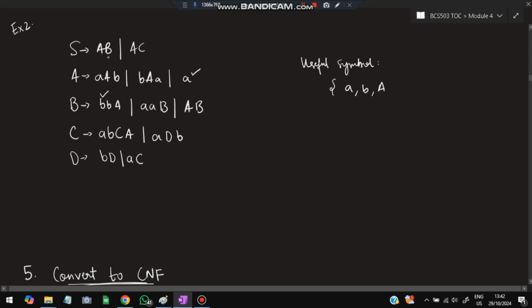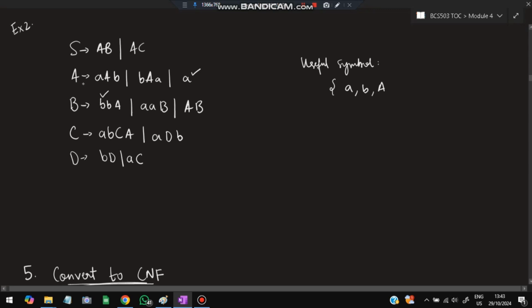S goes to AB. B, I'm not sure, it's not present here. A and C is also not present here. We'll keep it like that only. Now we'll see for all of them. What if after considering B I got this as a useful symbol and I write B here, because of writing B this also becomes useful. So we have to check always first. Don't hurry, first you check.